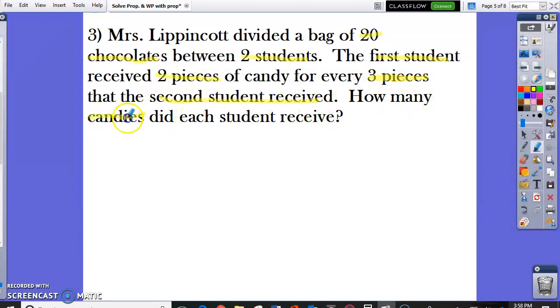How many candies did each student receive? So there's what we're looking for. How many candies did each student receive? So you need to write your ratio. Start your ratio with what is in the question. How many candies did each student receive? So we're talking about students and candy.